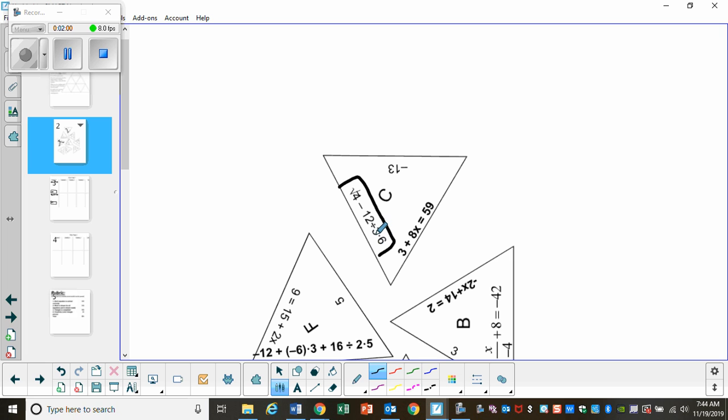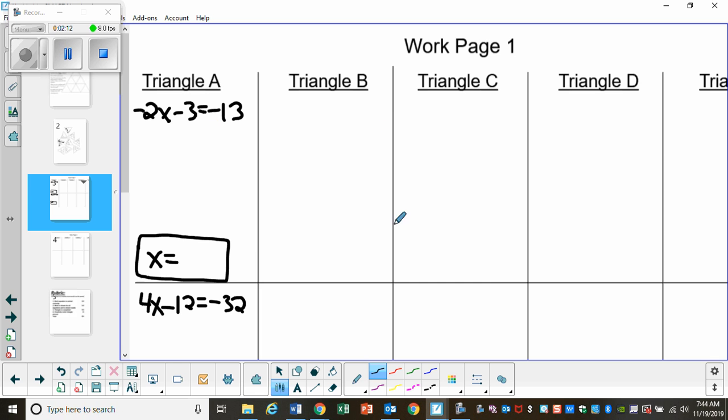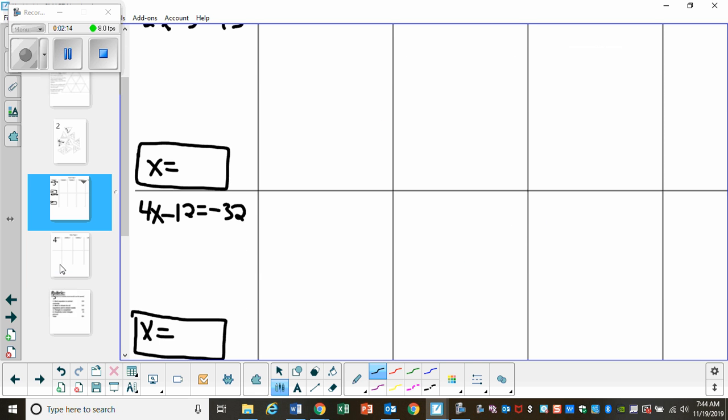Okay, so you're probably wondering, why are we doing this? Well, we're going to be doing 2-step inequalities here soon, and so this is a good review of how to solve equations before we go into solving inequalities. Okay, so you've got to fill out both these work pages.